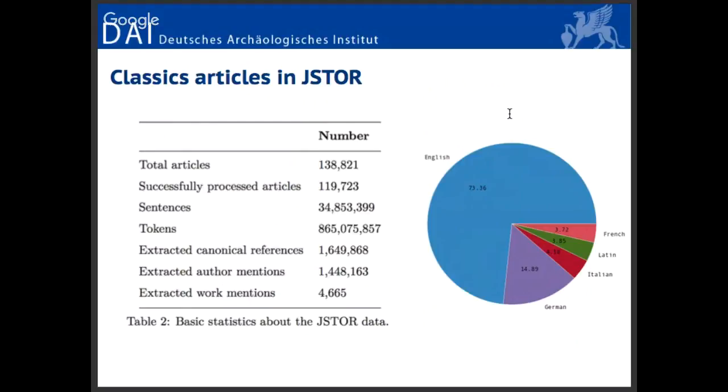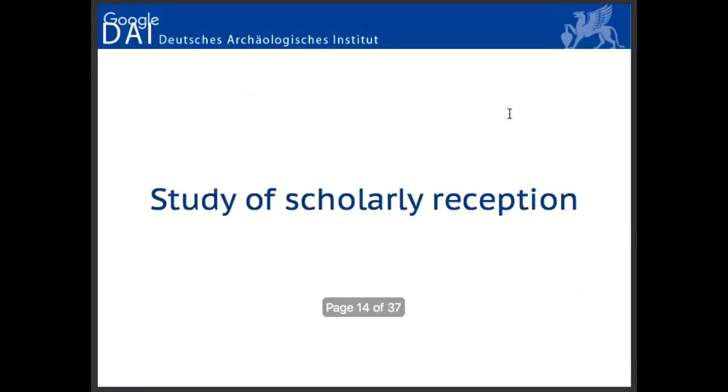138,000 articles at that time, 6 years ago, and now it's over 200,000, which is quite a bit of data. So almost a billion tokens, from which I've extracted slightly more than 1.5 million references. So that's one of the corpora I'm dealing with, and I will also present some examples drawn from this.